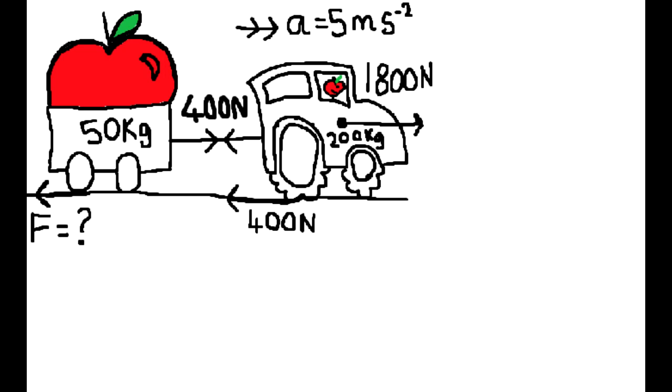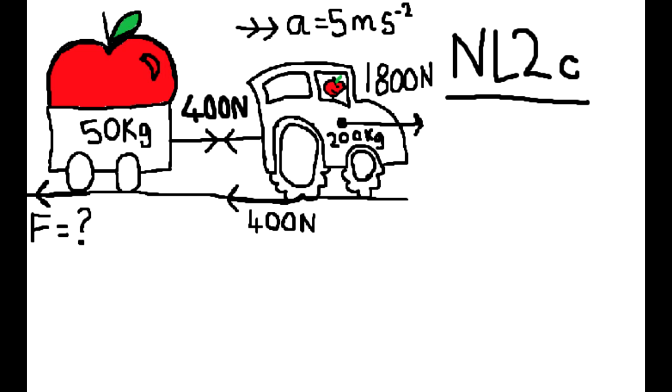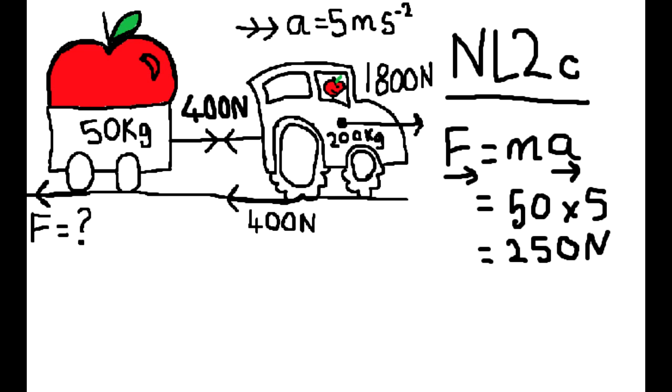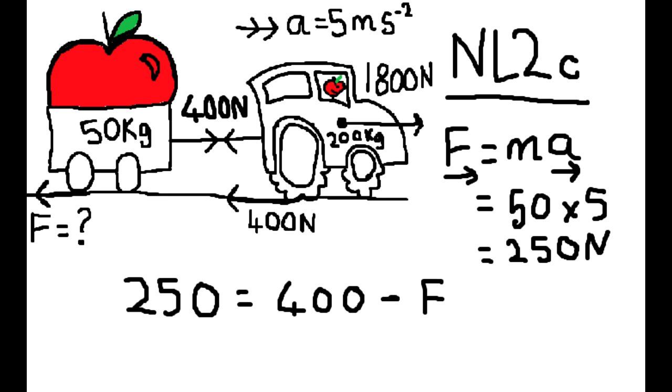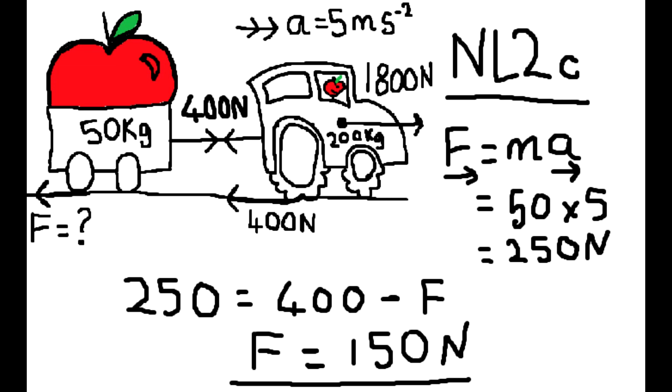We can now apply Newton's second law on the trailer to calculate its resultant force, which will be 250 newtons. Now, Newton's third law tells us every force has an equal and opposite reaction force. This must mean that the tension on the rope pulling the trailer forwards is also 400 newtons. We now have all the information needed and we can calculate the friction on the tires, which is 150 newtons.